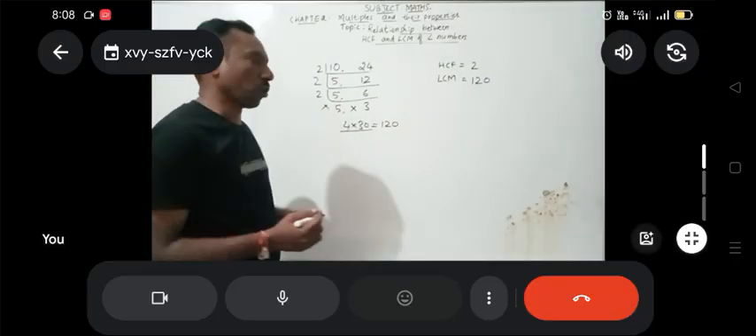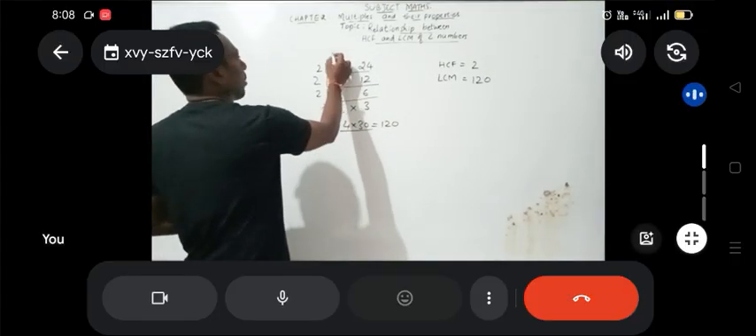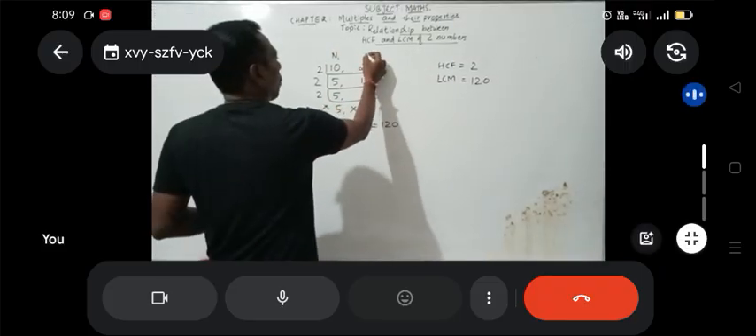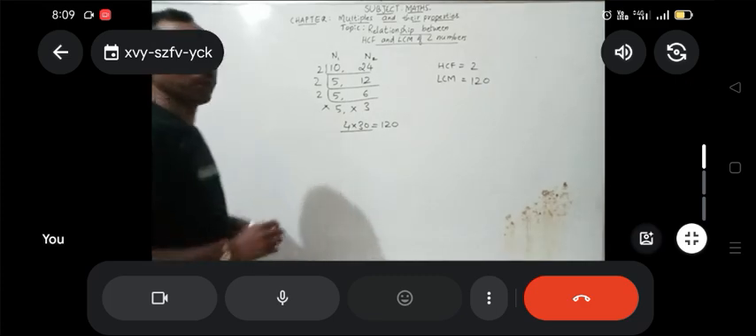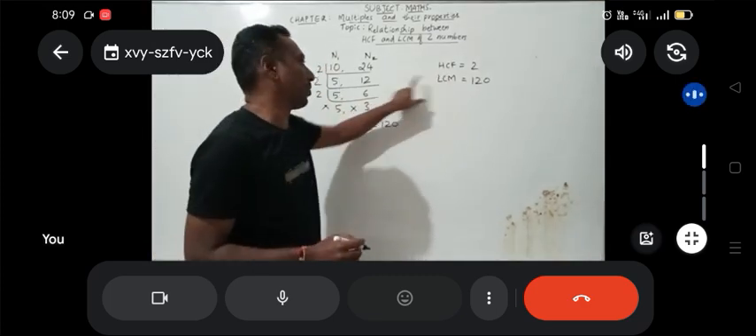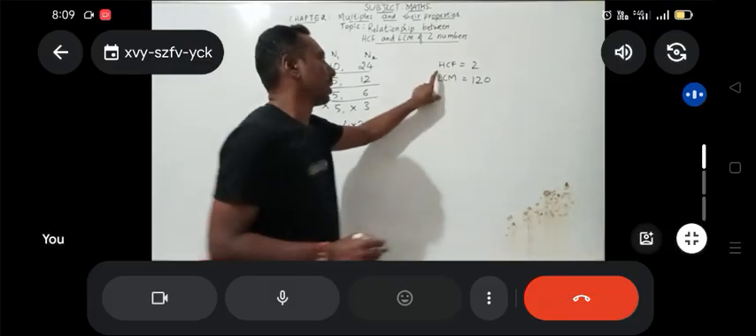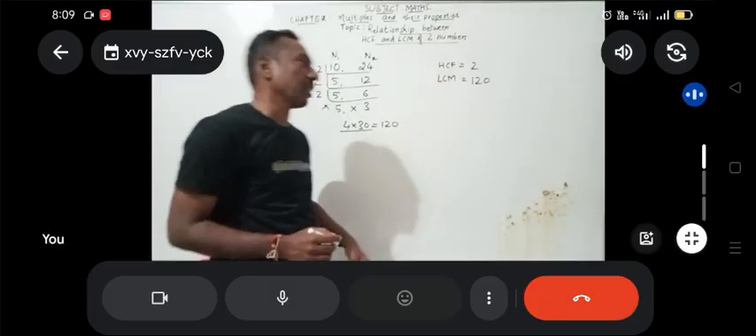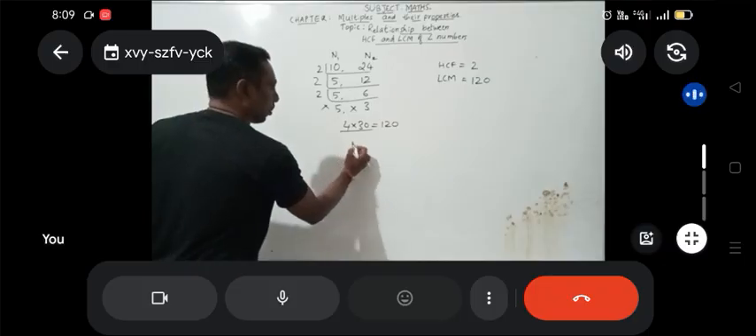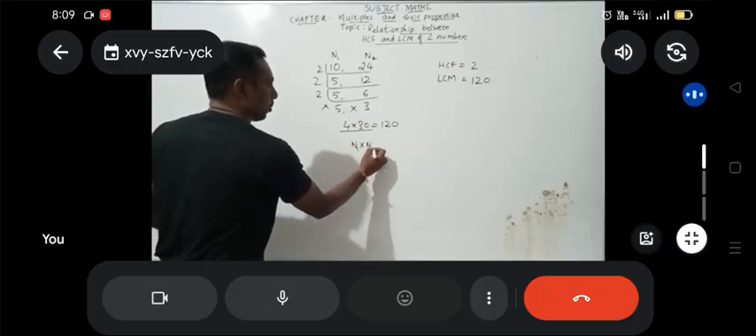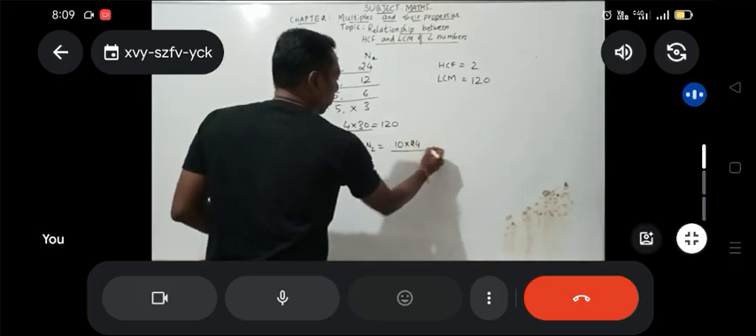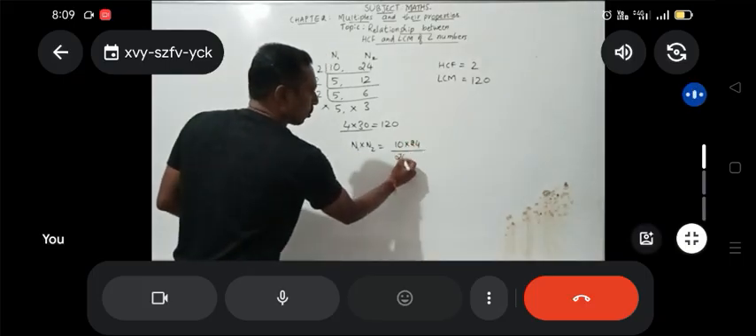Now you know the two numbers. Let us call 10 number 1 and 24 number 2. The LCM of these two numbers is 120 and the HCF is 2. Now let us multiply number 1 and number 2. Number 1 is 10, number 2 is 24. How much product will you get? You will get 240.